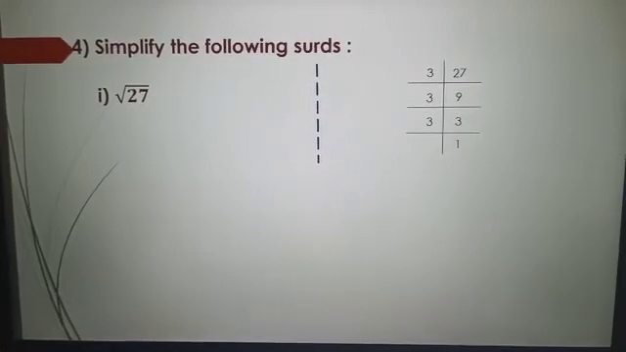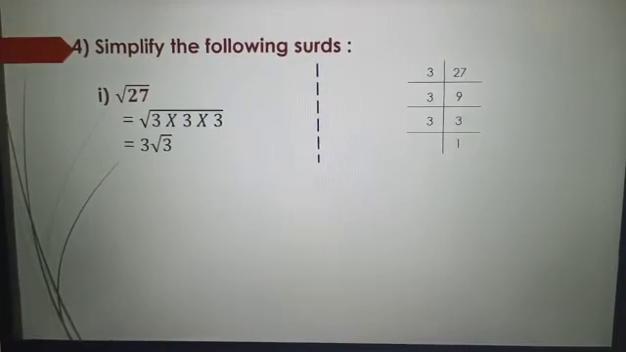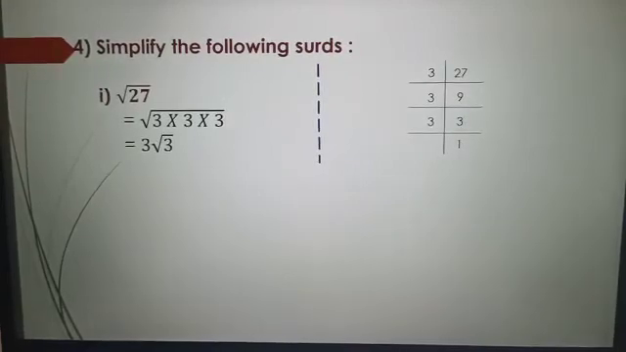So write 3 outside. How many times 3 in 3? 1 time. So write the numbers which are on the left hand side under the square root. So therefore square root of 3 into 3 into 3. Here the order is 2, so we have to take 2 numbers as one number outside. So that is 3, and only one 3 will be inside the radicand sign. So 3 square root of 3 is the answer.